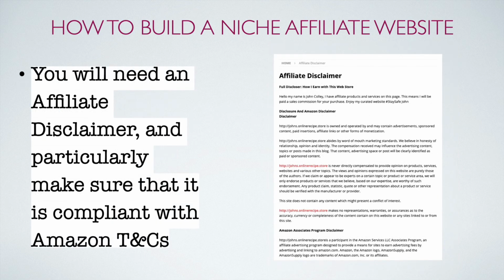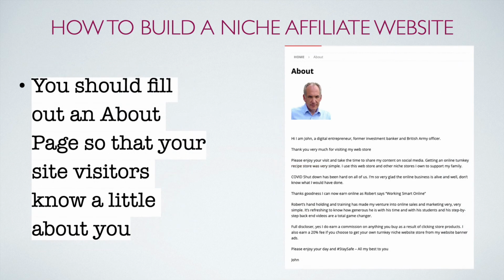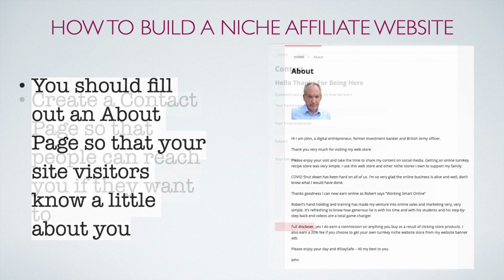Secondly, you'll need an affiliate disclaimer, and this is important because this is a legal requirement. If you have got affiliate links on your page, you need to have a good affiliate disclaimer explaining that that is the case, and you need to make sure as well that it's compliant with Amazon terms and conditions. You should also fill out an about page for your site so that your site visitors can find you and know a little bit about you, and this is an example of one of mine.